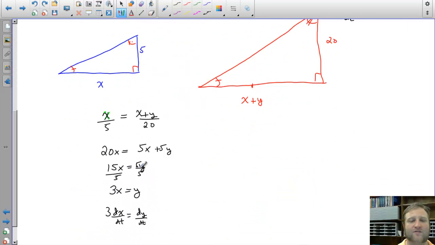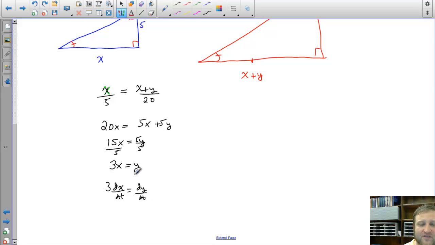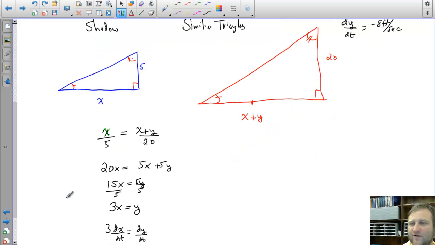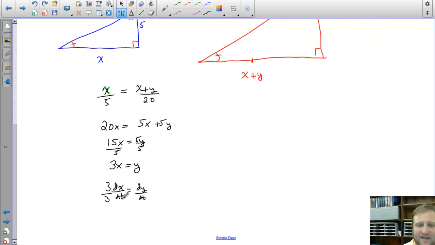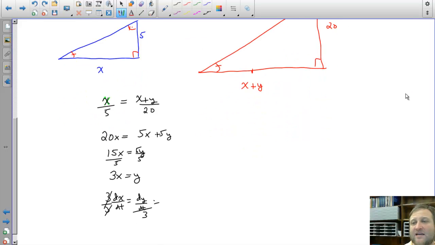So notice down here, we're going to divide both sides by 3. And I'm sorry, what are we looking for? I forgot what we're looking for. We're looking for dx over dt. Yeah, so we divide both sides by 3. So we get dx over dt is equal to dy over dt. dy over dt is negative 8 feet per second, divided by 3, and this is negative, so we get negative 8/3 feet per second.